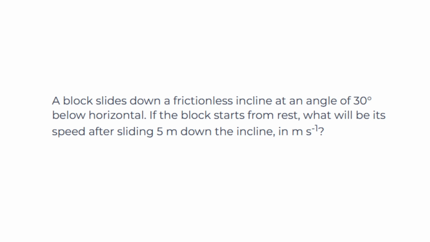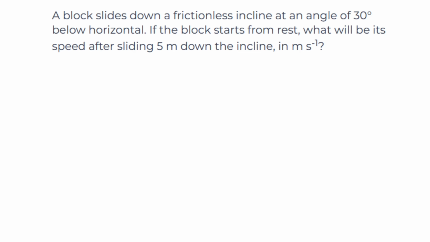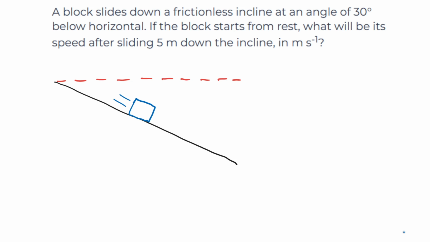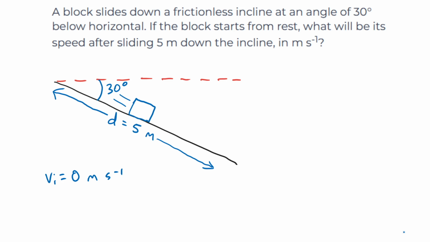Question 9. A block slides down a frictionless incline at an angle of 30 degrees below horizontal. If the block starts from rest, what will be its speed after sliding 5 meters down the incline, in meters per second? We know that the initial velocity is 0, so Vi equals 0 meters per second. There is an angle of 30 degrees and the distance is 5 meters. We have been asked to find the final velocity, so Vf equals question mark in meters per second.